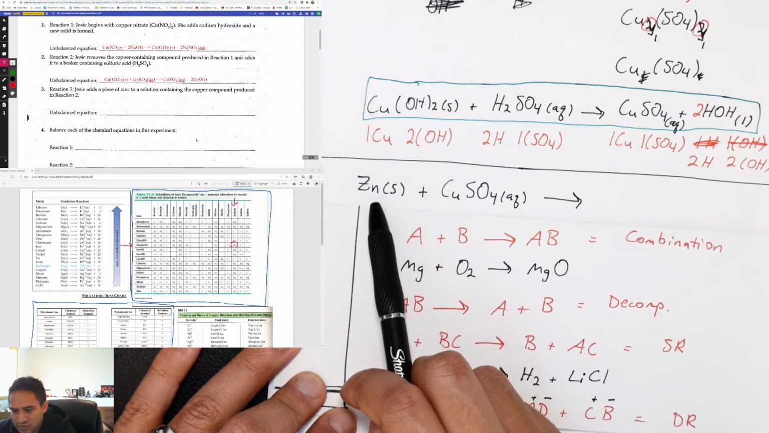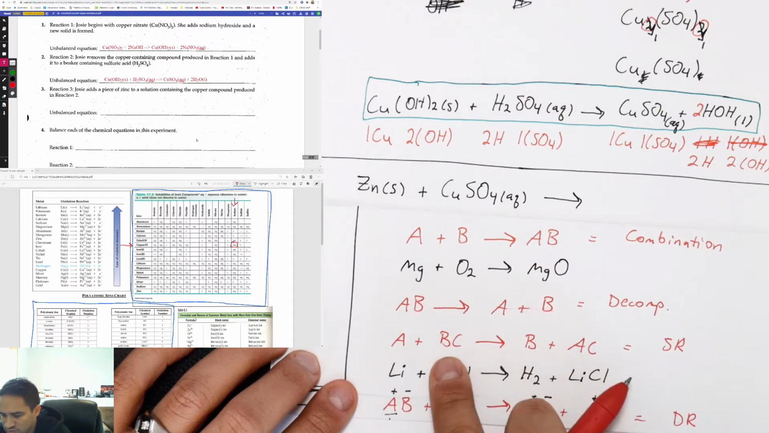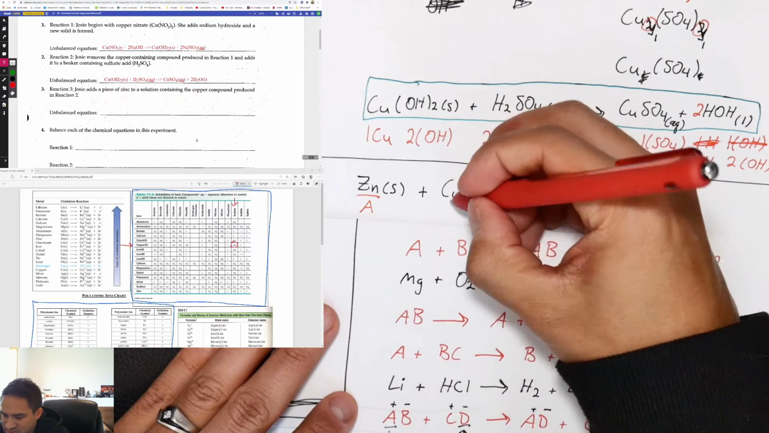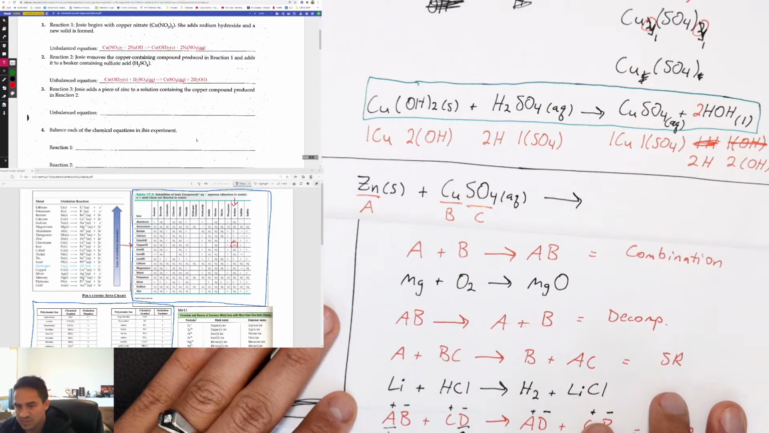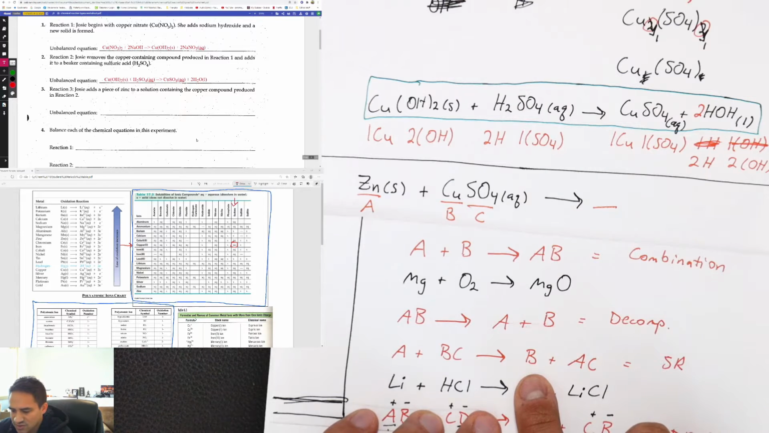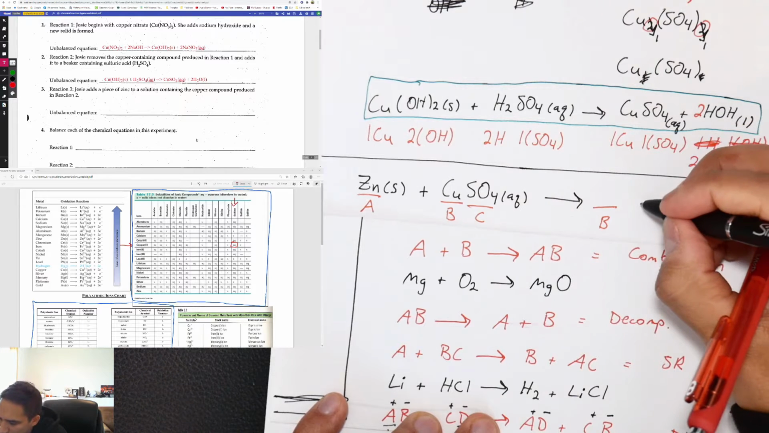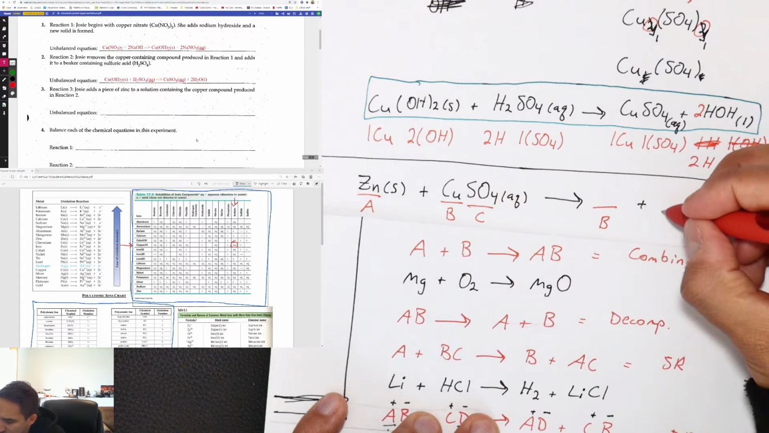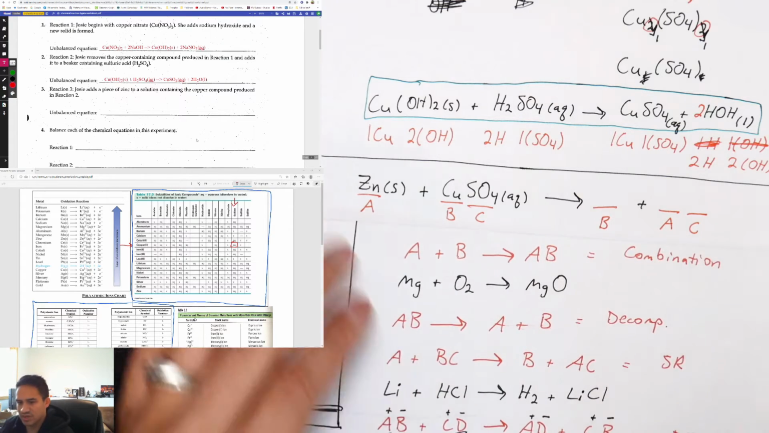So this is probably going to be single replacement, in which case we have A reacting with BC. In this case, A is zinc, and in BC, copper is the B and sulfate is the C. Which means in our products, B is going to be by itself. B in this case would be the copper. B is going to be by itself, plus A and C bonded together. A is the zinc, and C is the sulfate. So this is probably what our products are going to look like.